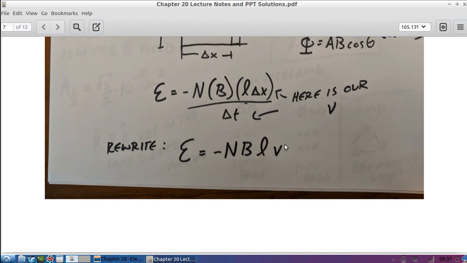That's E is negative N B L V. So this V term is what's causing the change in flux, because this velocity has my delta x term in it, which in turn results in a changing area. So it's an increase in the area.